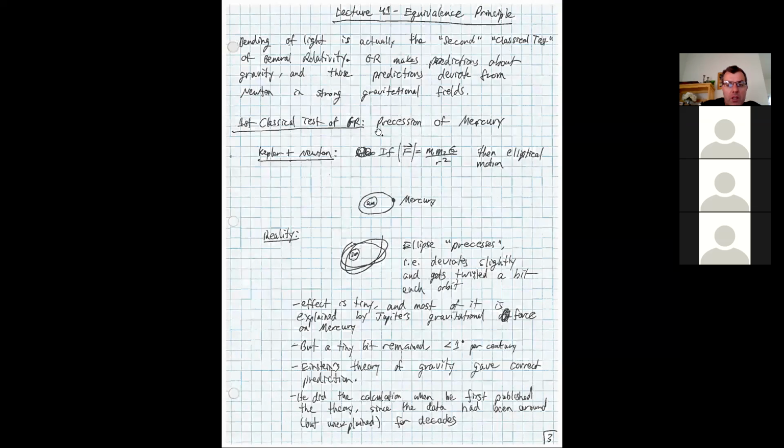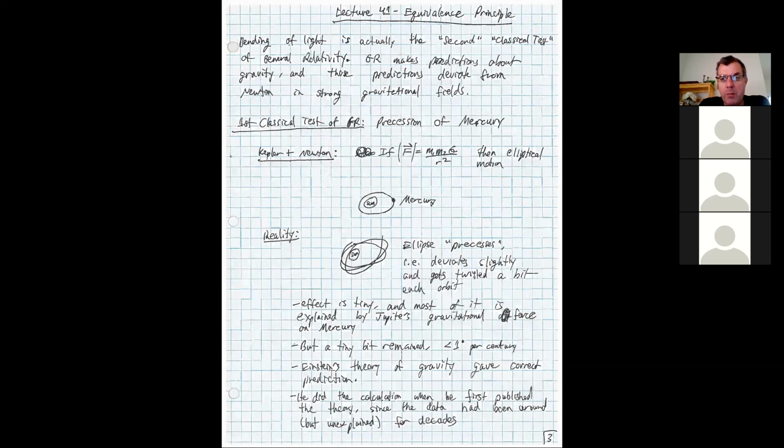We know from Kepler and Newton that if your force is inversely proportional to the square of the distance, then you should get elliptical motion of planets. So let's consider Mercury. Well, Newton and Kepler would predict that Mercury goes in an elliptical trajectory. Except in fact that ellipse precesses, meaning that on each trip, it follows a slightly different ellipse. The ellipse gets distorted from what it originally was. The ellipse rotates through a small angle on each trip. And the effect is very tiny.